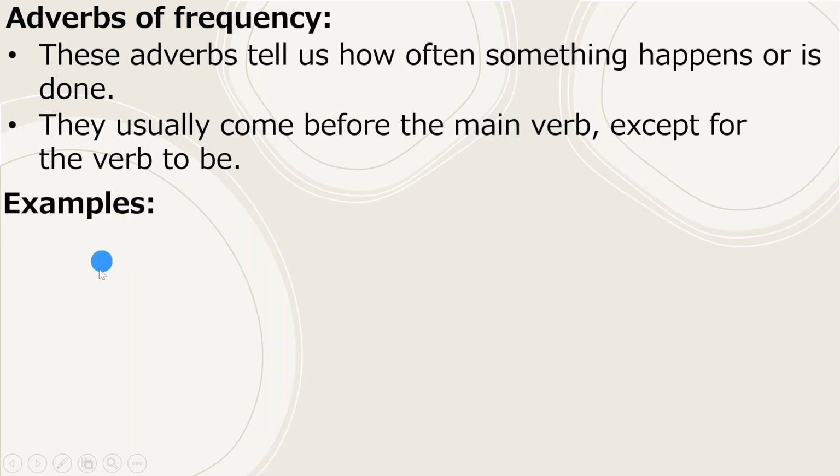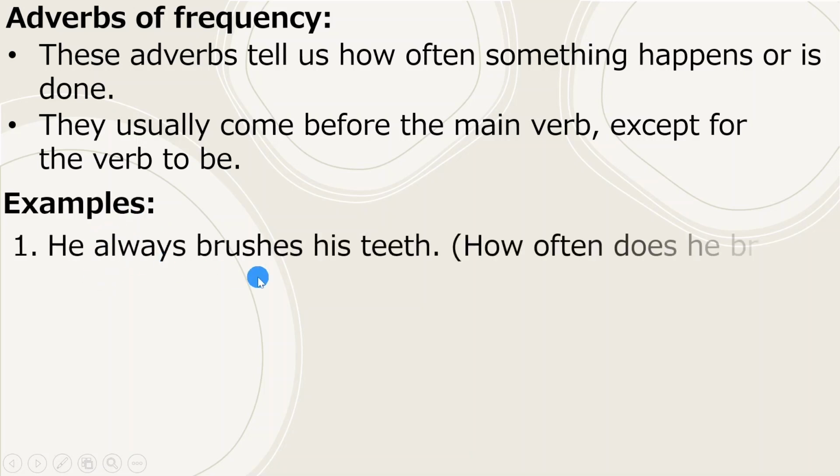So examples, he always brushes his teeth. Since we are talking of adverbs of frequency, which tells us how often something happens or is done, this word always here becomes the adverb of frequency. It is telling us how often the brushing is done. He always brushes his teeth, meaning this person always does the brushing of the teeth.